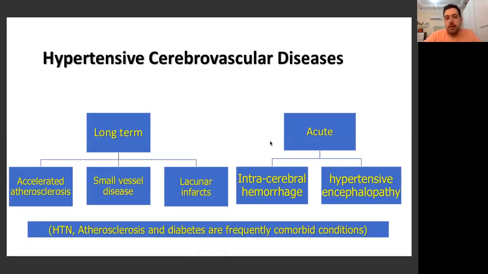So we've already covered hypertension very well. A quick summary: in the long term, it's either atherosclerosis or lacunar infarction, which is small vessel disease, or it is acute, which is intracerebral hemorrhage or hypertensive encephalopathy. I think we're very slow. I'll try to speed up.